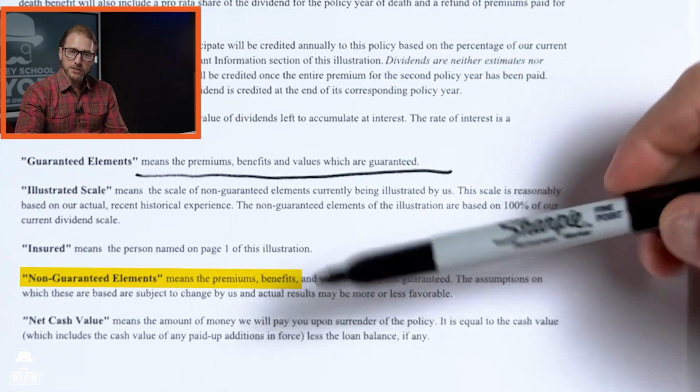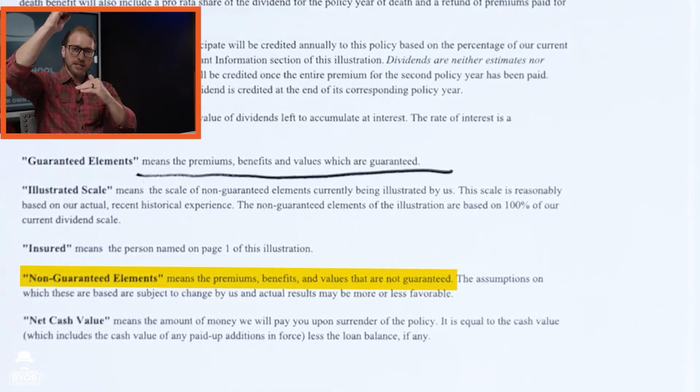So the next one here is the non-guaranteed elements. Non-guaranteed could be any additional premiums you're putting in, any additional benefits, like remember from the guaranteed to the non-guaranteed death benefit, and same thing with the non-guaranteed cash value. Essentially, the effect the dividend has on paid up additions is the factor that's talked about there.